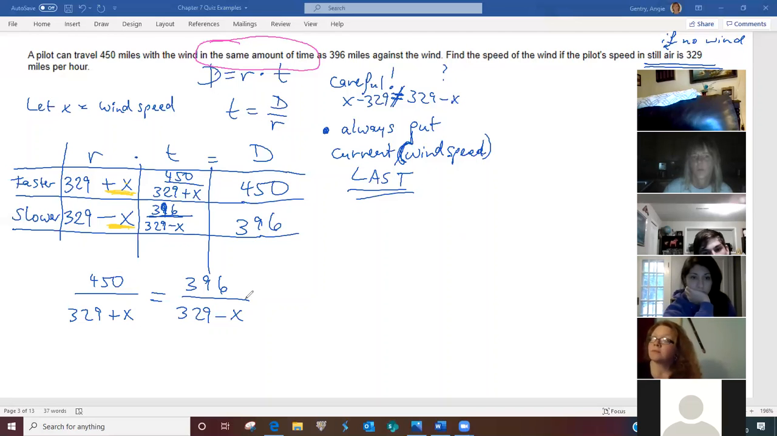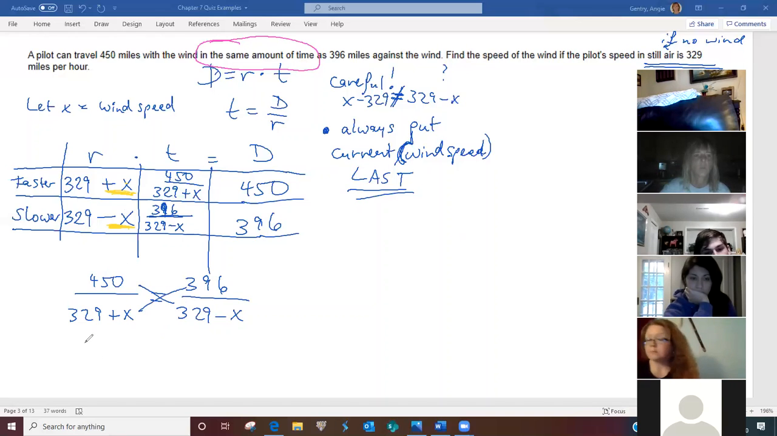And if you set your table up right, everyone is going to be cake after that. And then we cross multiply, you see, because this is a proportion. So you cross multiply like this.